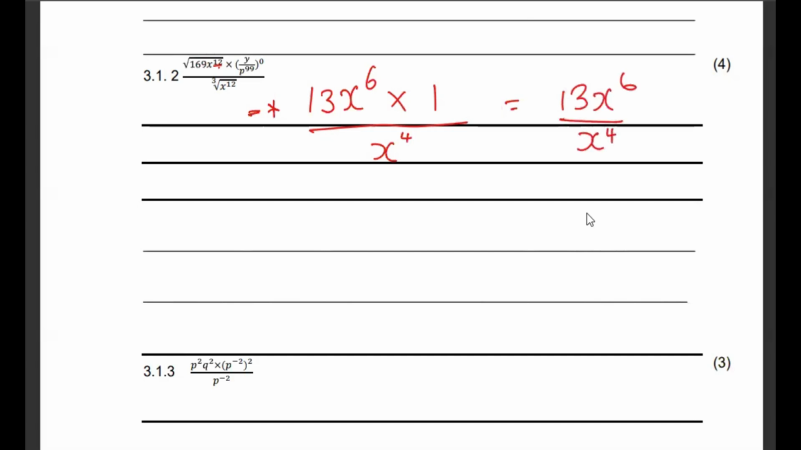Now, x and x, same bases, but being divided. So we need to subtract. So that is 6 minus 4, which is a 2. And this becomes our final answer.